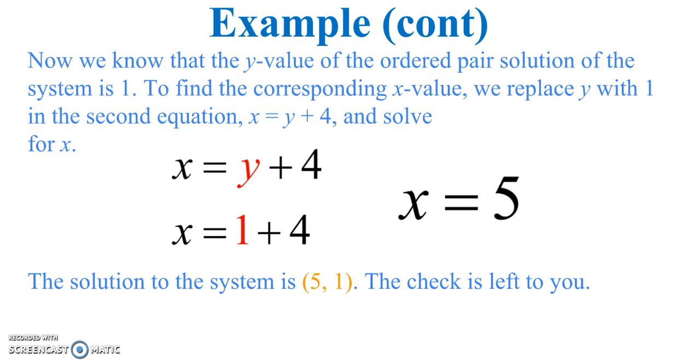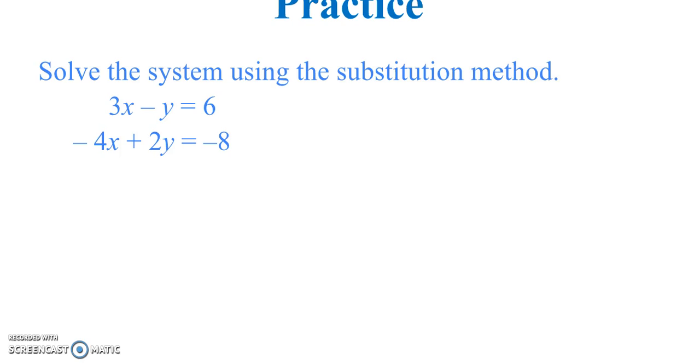Since x is already by itself, I'm going to plug in 1 for y and I know that x equals 5. So my solution for this ordered pair, without graphing or anything like that, just substituting information through, is (5, 1). Then you check your answer, okay?